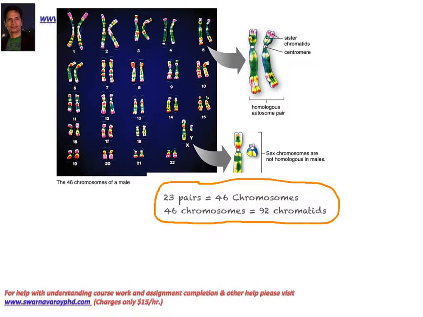So 23 pairs of chromosomes equals a total of 46 chromosomes, and each chromosome is again made up of two chromatids. So 46 chromosomes equal 92 chromatids.